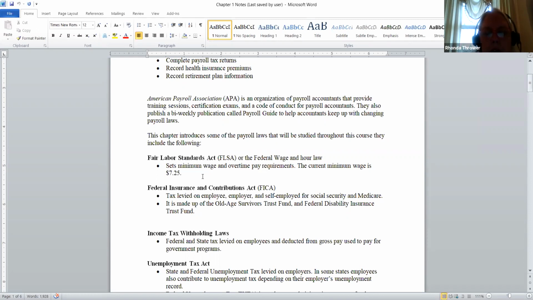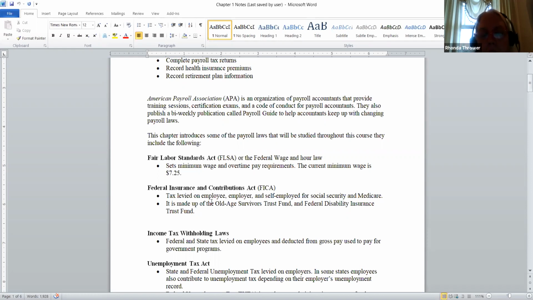Some other laws that our government has enacted include the Federal Insurance Contributions Act, or FICA for short. FICA is a tax that is levied on employees. So if you've ever gotten a paycheck, you can be assured that you've had some FICA taxes taken out. These FICA taxes are for Social Security and Medicare. That's what we call them. The Social Security and Medicare tax was brought up in the Federal Insurance Contributions Act that the government made.